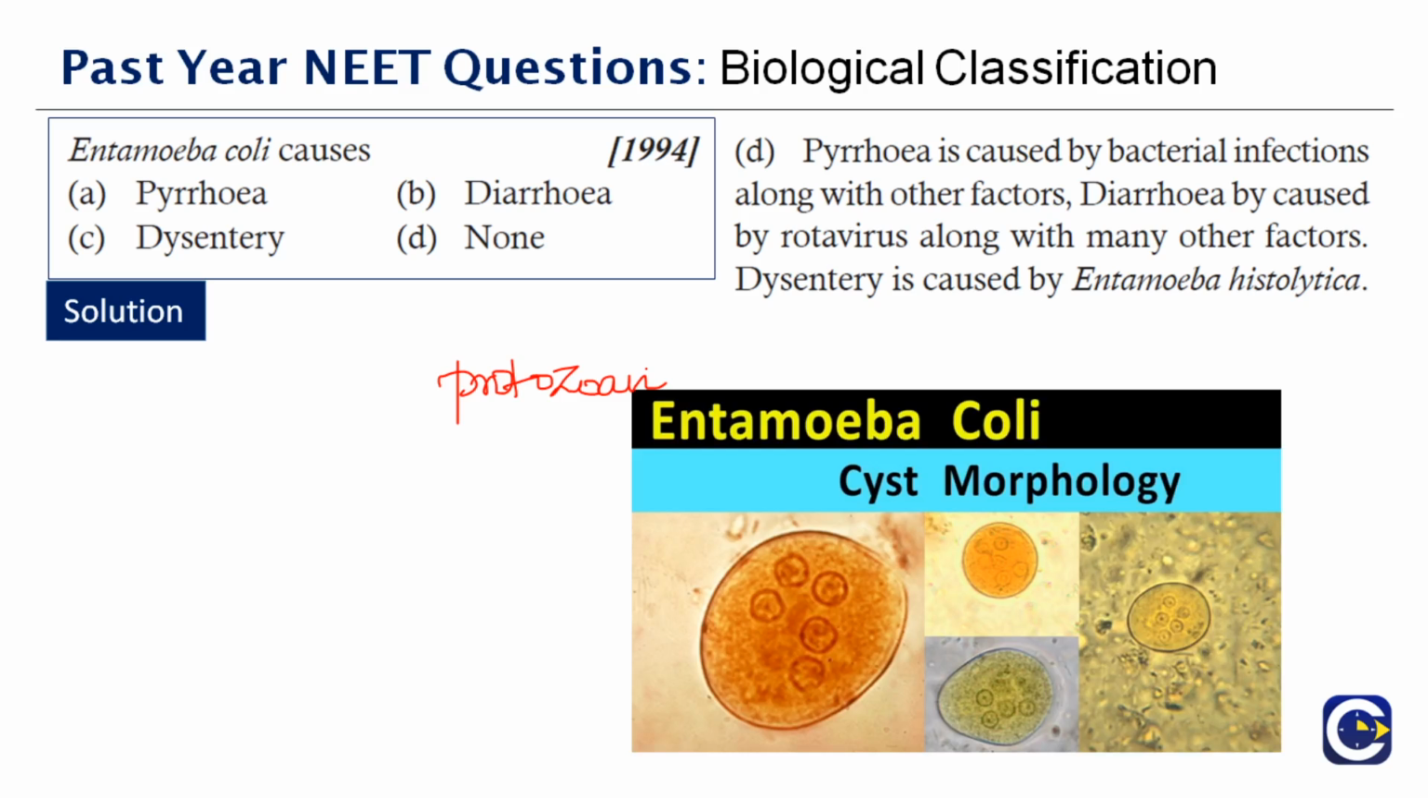Here you have the Entamoeba coli cyst morphology. In Entamoeba coli, the infectious stage is the cyst stage. Easy question. The correct answer is option D, none, because all the 3 go for other different responsible factors. Hence the answer is D.